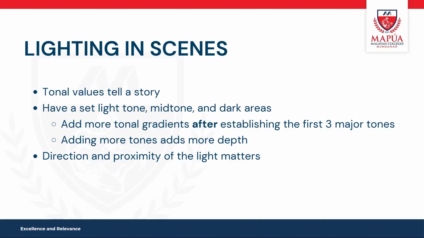Next is the concept of lighting in scenes. Now, tonal values, as a quick review, these are the different hues of white, gray, and black in your illustrations. When you create your scenes, have a set light tone, mid-tone, and dark areas, and then work around it. Add more tonal gradients after establishing your first three major tones. And the more tones you add, the more depth you give to your scene.